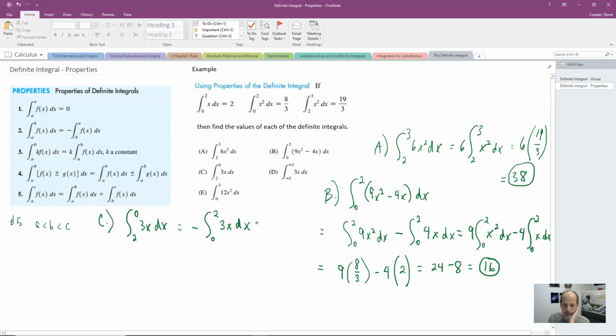So that would be equal to -3 times the integral from 0 to 2 of x dx. And we're just substituting the 2 for the integral from 0 to 2 of x dx. So that equals -3 times 2, or -6. Okay, let's take a look at D.